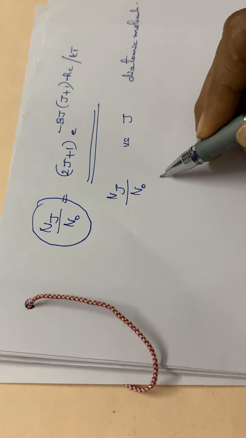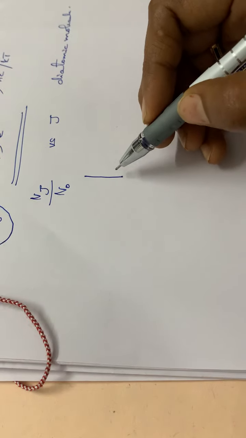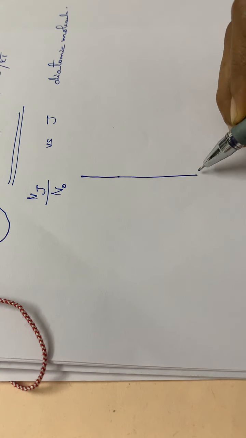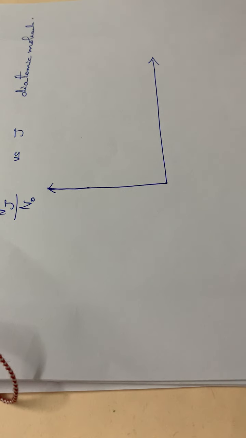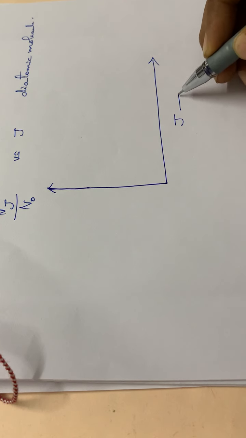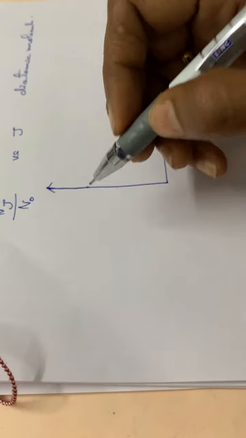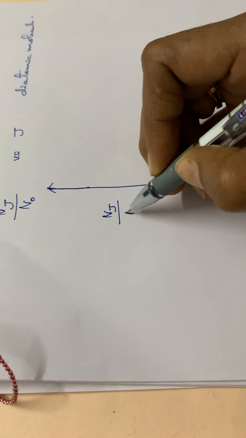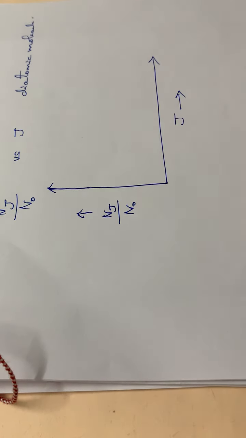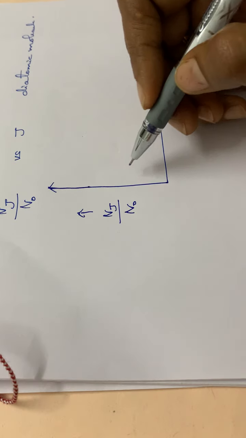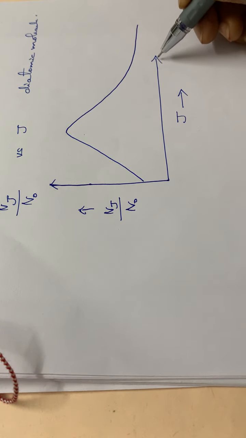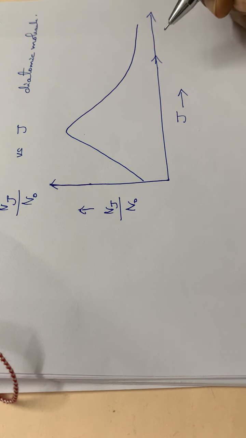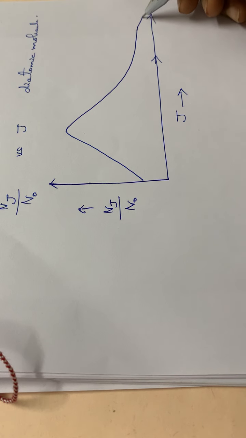And also while plotting the graph, in the x-axis we have to plot J, and in the y-axis there will be nJ by n0. And the graph will be like this.